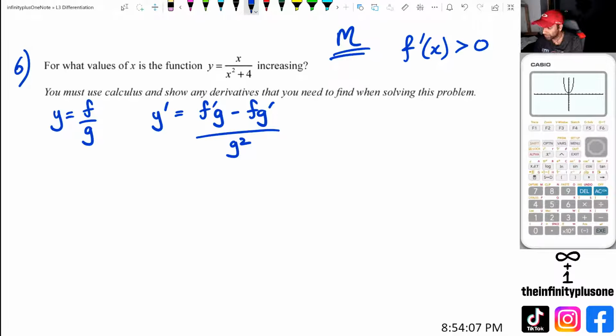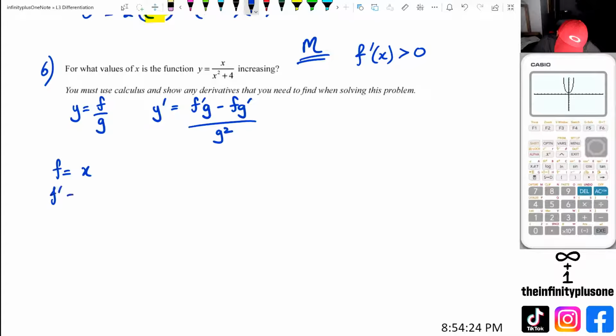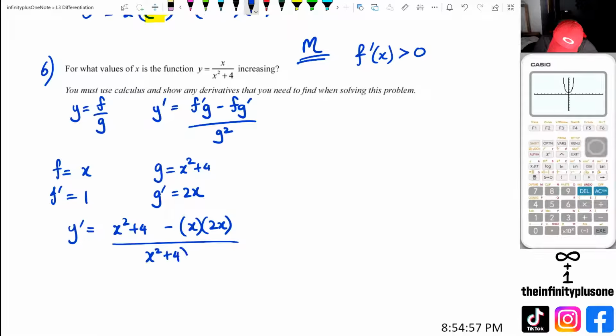All right, let's start doing this question. We have f is equal to x, so f dash is equal to 1. Then we've got g equals x squared plus 4, and g dash is equal to 2x. I'm getting 1 over x squared. Oh, okay, let's see what happens here. So y dash is equal to f dash, which is 1, times g, which is x squared plus 4, minus f, which is x, times g dash, which is 2x, divided by g squared, which happens to be x squared plus 4 squared.